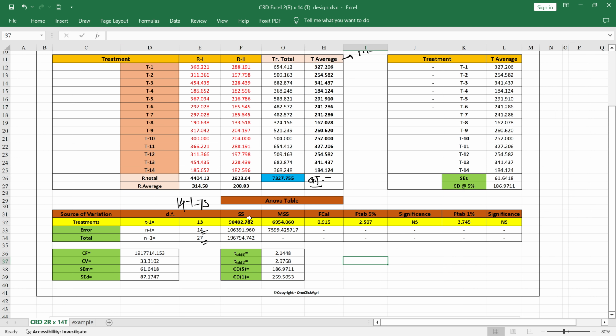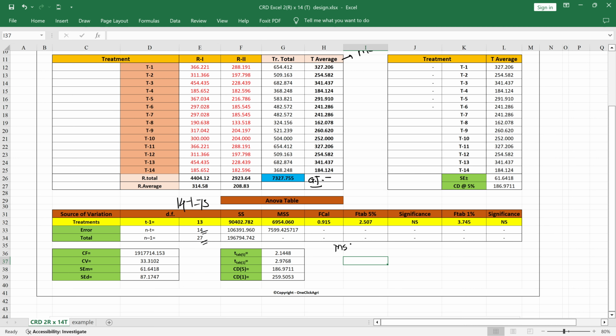This is the calculation part. I will show you here. So you'll get the sum of squares for the treatment, the sum of squares for the error, and the total. Then the mean sum of squares, it's very simple.